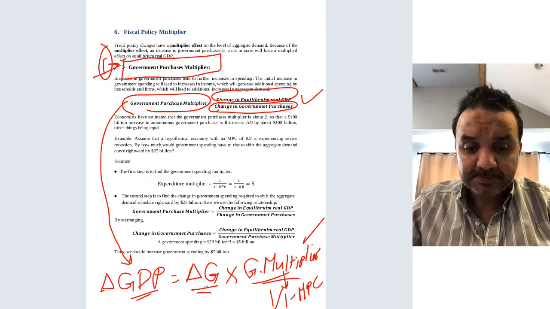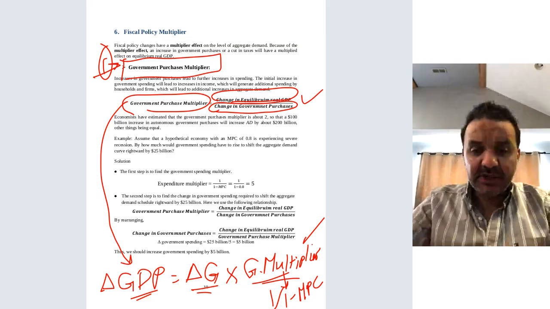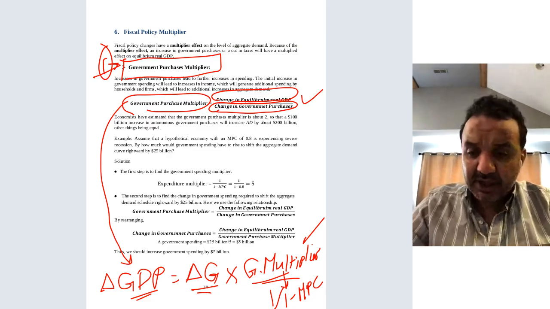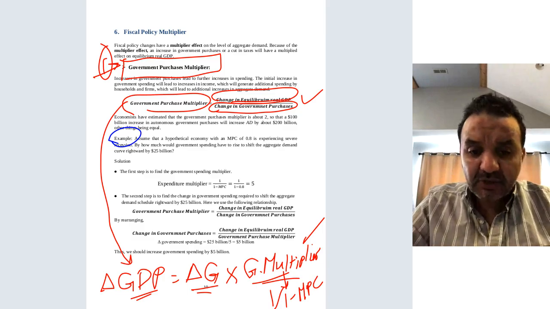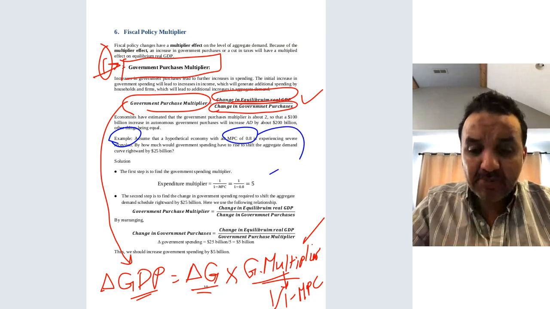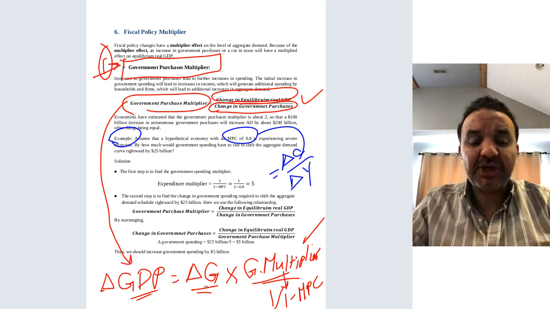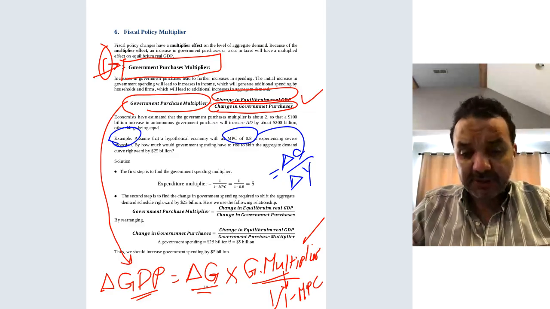Okay, so let's have an example just to make the idea easier for you. Assume a hypothetical economy with an MPC of 0.8. Just as a reminder, do you remember what MPC equals? MPC equals the change in consumption divided by the change in income. This is the meaning of MPC.